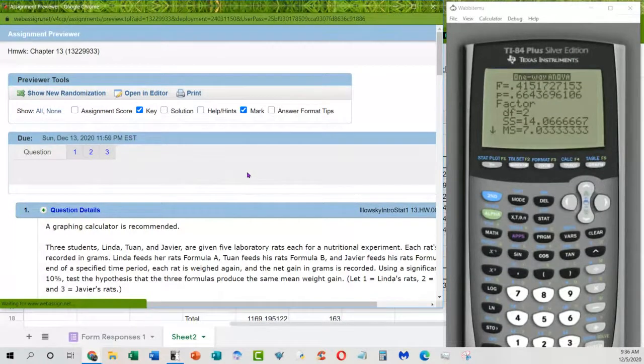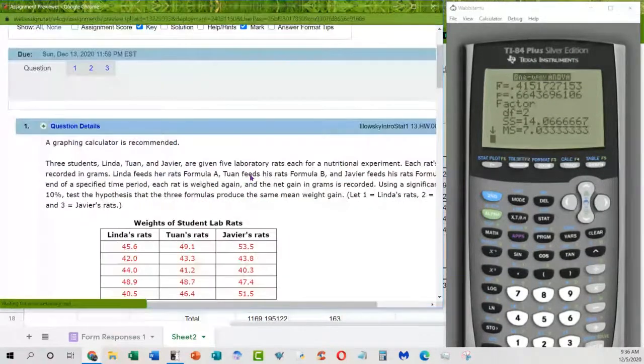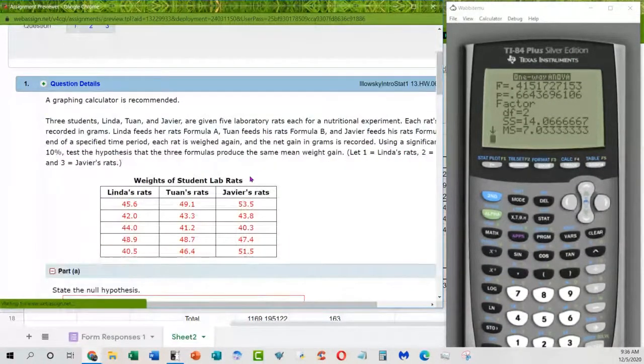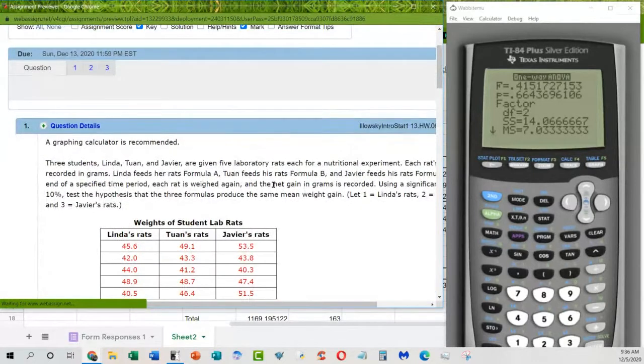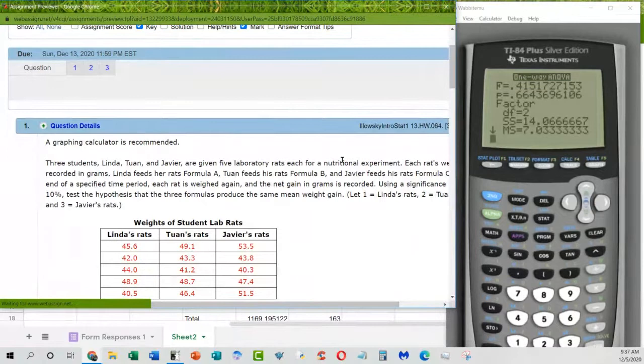That's the nice thing. I may find some and bring them in at some point in the future, but they used to be in there, and then they took them out when they went to WebAssign. So I'm like, whatever, that's fine. Fewer things to have to learn, always a good thing.